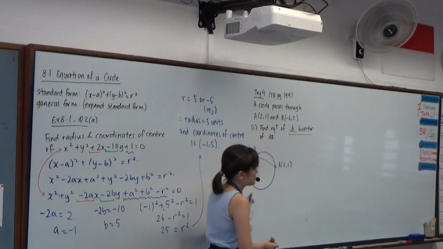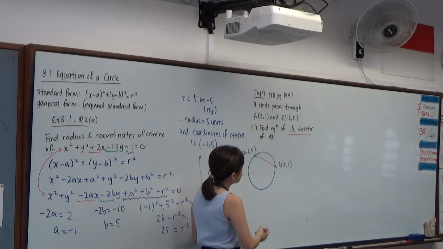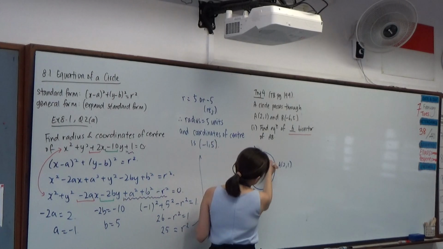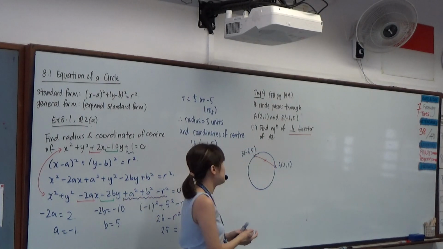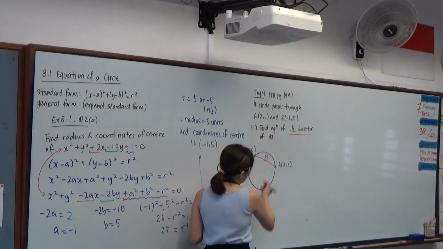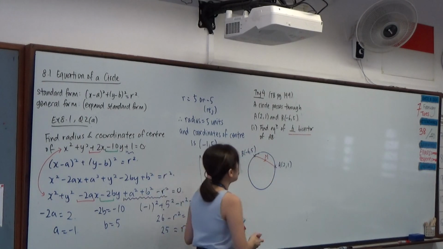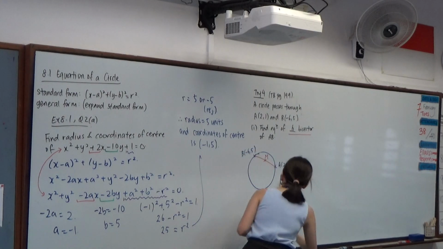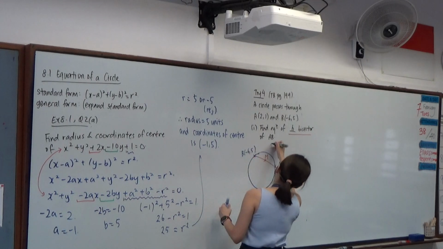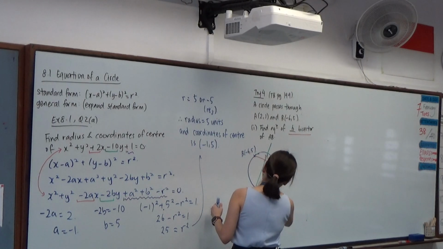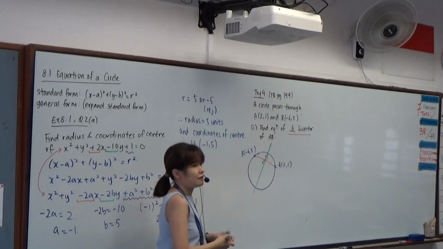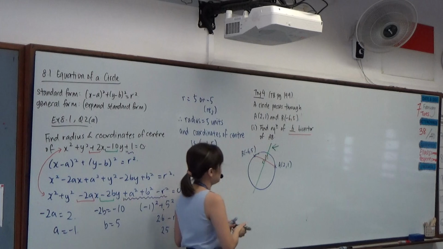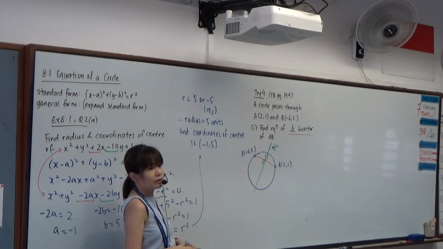We're expecting a line perpendicular to AB. After that, bisector means that it has to cut AB in half, right in the center. Maybe I label this point as M, the midpoint of AB. So the perpendicular bisector will have to be a line passing through the point M at 90 degrees to AB itself. So the thing that we want to find is the equation of this line.